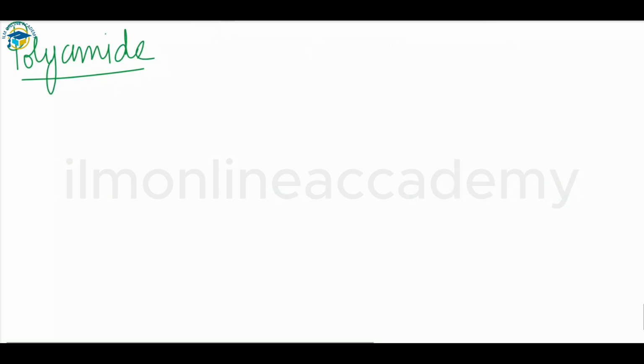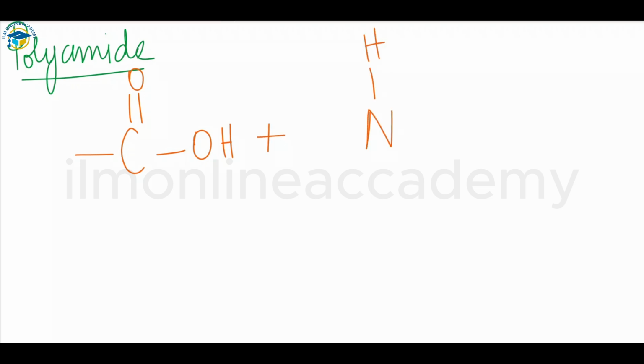First we have polyamide. This is a reaction between a carboxylic acid, which has a carbon-oxygen double bond and a hydroxyl group, with another chain attached, and a molecule that contains the amine group. That may be any amine, like nitrogen in which hydrogen is present. This one is the acid, or carboxylic acid, and this one is the amine.